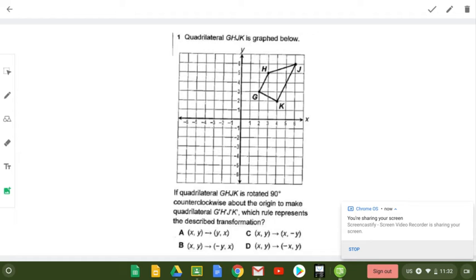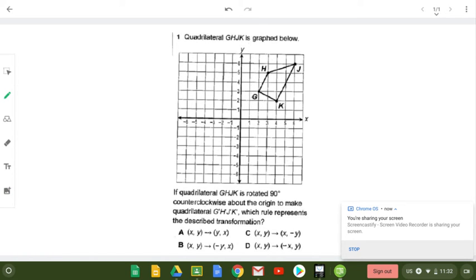If quadrilateral GHJK is rotated 90 degrees counterclockwise about the origin to make quadrilateral G prime, H prime, J prime, and K prime, which rule represents the described transformation? Keywords we want to look at: first of all, this figure given to us, we want to label it. This is our pre-image, because that is what is given to us before. We're trying to figure out what the new figure is going to be.